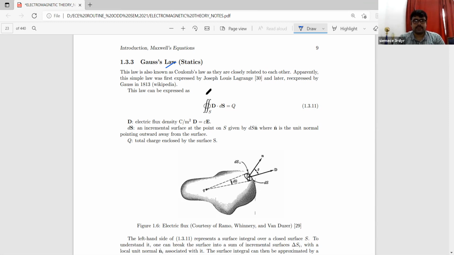This is a popular notation you have studied in your mathematics, that is called the surface integral D dot dS. So what is the notation? D dot dS, that is equals Q.